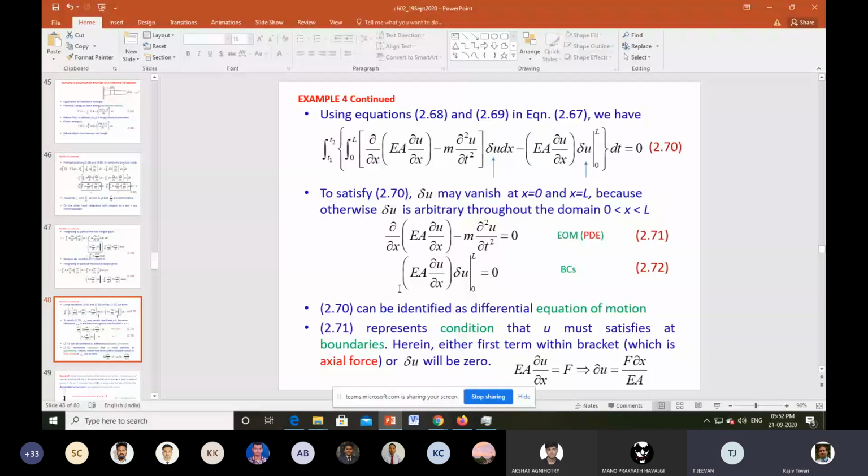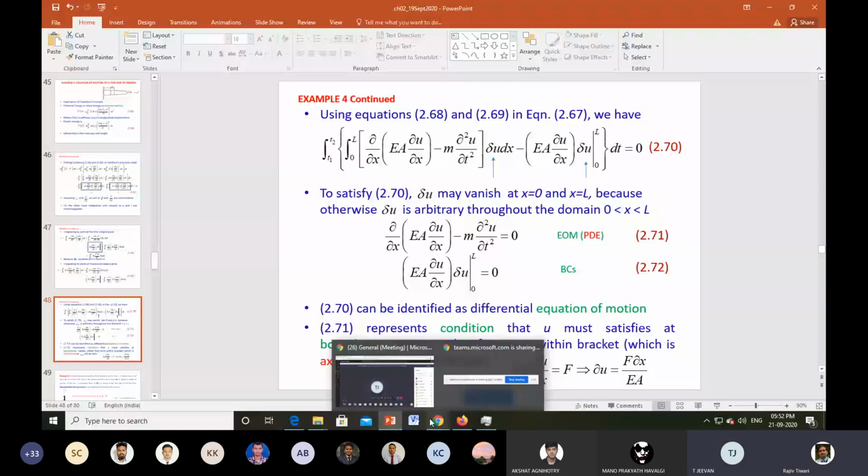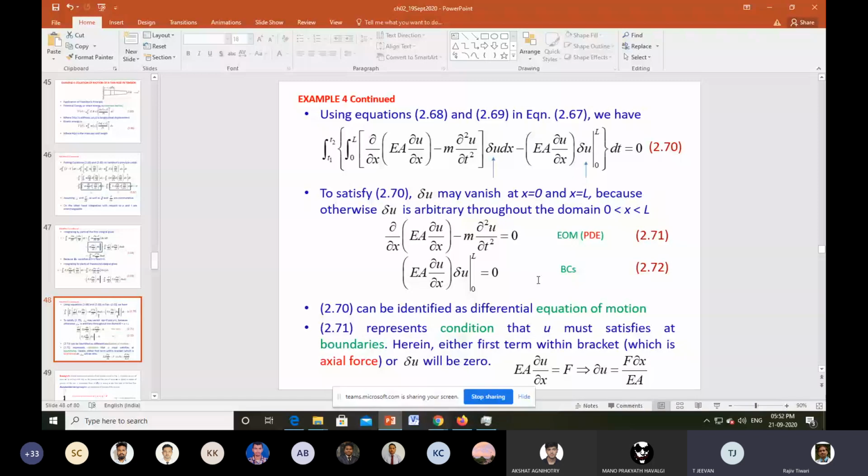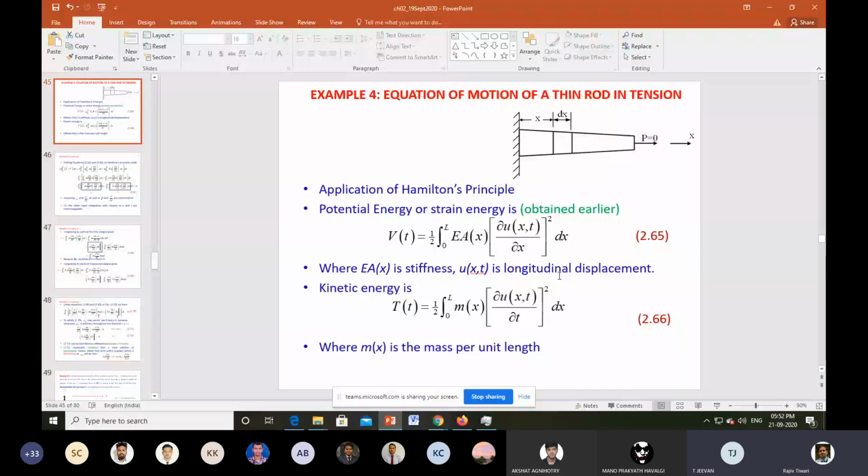Sir, if there is a displacement, then how can we assume that force is 0? For this particular axial rod case, we are talking about the boundary conditions. Boundary condition means either the fixed end or the free end. Only 2 places we are talking about.